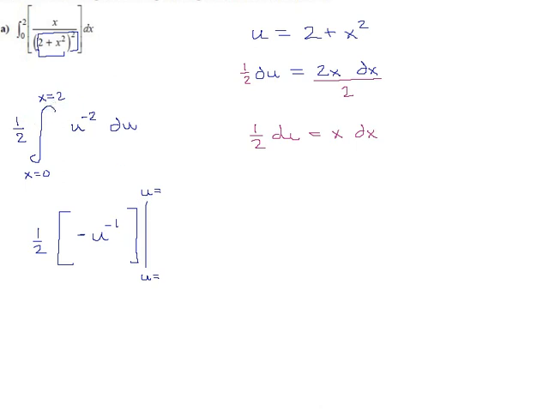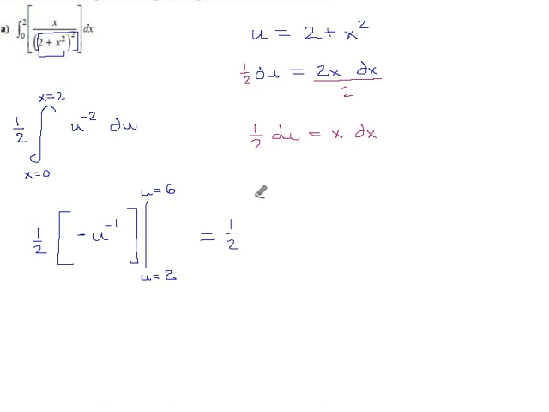The new upper bound would be if x is 2, then we get 2 plus 2 squared, which is 2 plus 4, which is 6. For our lower bound, if x is 0, then u will be 2 plus 0 squared, which is 2 plus 0, which is 2. So where the original integral was from 0 to 2, if you're staying with your u version, then it's integrating from 2 to 6. So how does this turn out?